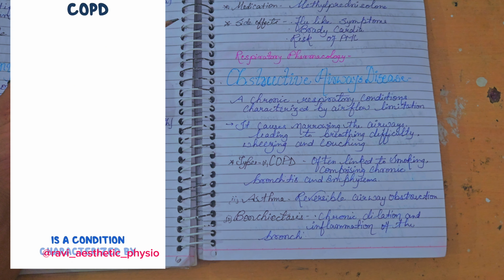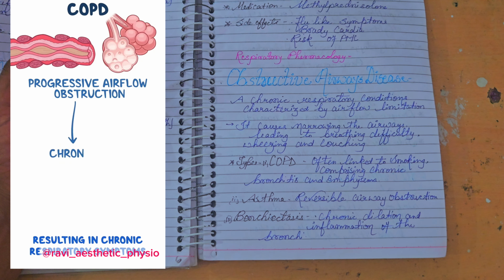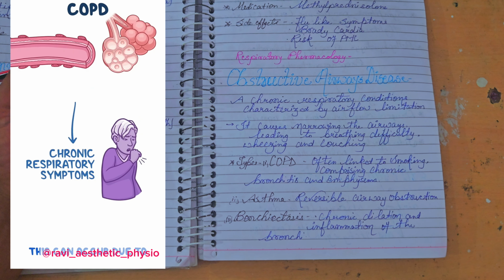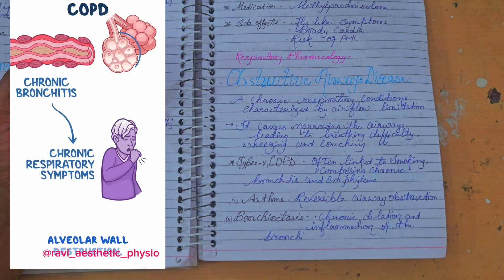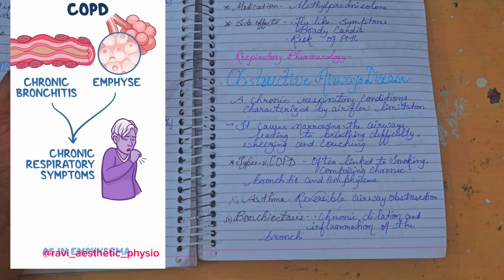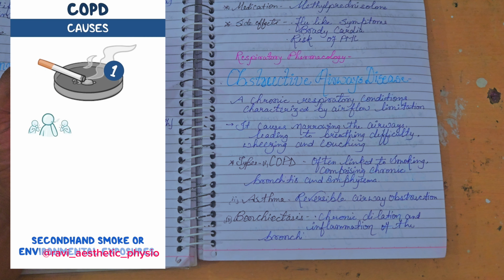So in this series of pharmacology, the next topic is obstructive airway disease, which comes under respiratory pharmacology. Obstructive airway diseases have some types, like COPD, asthma, and bronchitis. So let's understand how airway blockage occurs in different conditions.